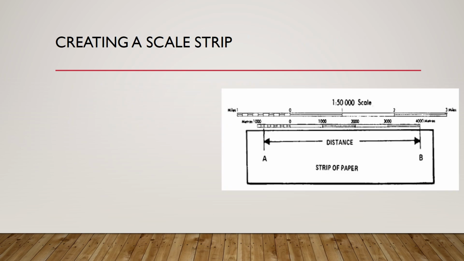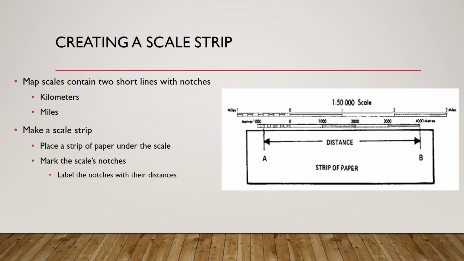So in order to use a map scale, because it's on the map and can't be moved around, you actually have to create what's called a scale strip. So a map scale contains 2 short lines with notches. These notches are either measured in kilometers or miles. So to make a scale strip, you actually take a strip of paper and place it underneath the scale. You'll mark the scale's notches, labeling the notches with their distances. So you might mark the 0 on your scale, and then depending on how many notches there are, you would actually put a notch for each one of the measurements on the scale.